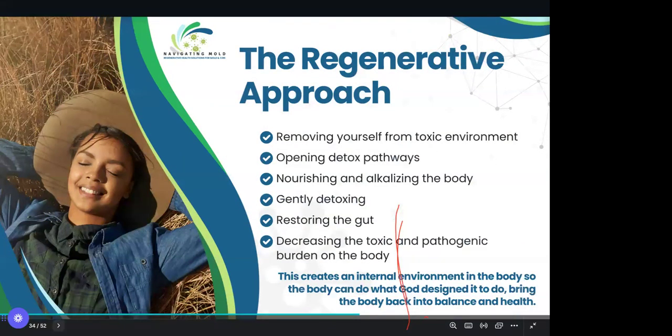I want to share a little bit about the regenerative approach, because this information isn't out there, and it was a game changer for me and all the clients I see. They've come from other approaches and they're stuck. What I love about this approach is it creates an internal environment in the body so that the body can do what God designed it to do and bring itself back into health. Because I was sick for so long, 28 years, and 22 of those with undiagnosed Lyme, all the traditional approaches to mold and CIRS just weren't moving the needle in my health.